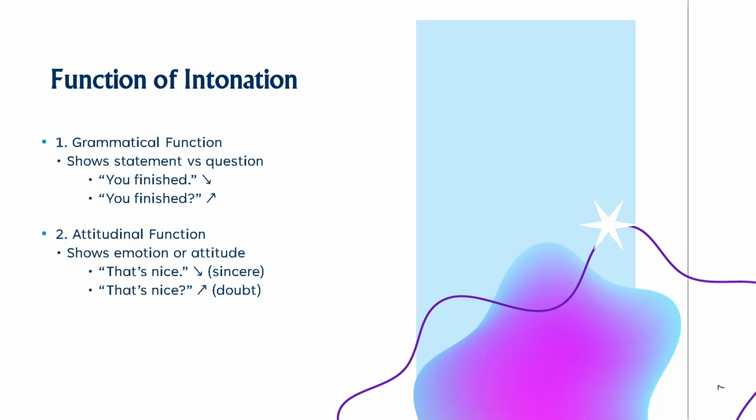The second function is attitudinal. Intonation shows emotion or attitude. For example, that's nice. It sounds sincere. Or compared to, that's nice. It sounds more doubtful. So intonation plays a big role in meaning.